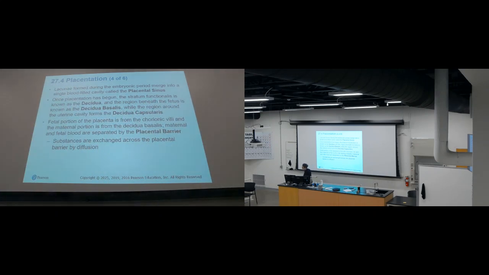So the space that is filled with blood in this placenta is called the placental sinus. And you have within this placenta a layer that is called the decidua, or stratum functionalis. This is the region beneath the fetus. And then you have the decidua basalis. So the one that is by the uterine wall is the basalis, and the one that is by the uterine cavity is the decidua capsularis.